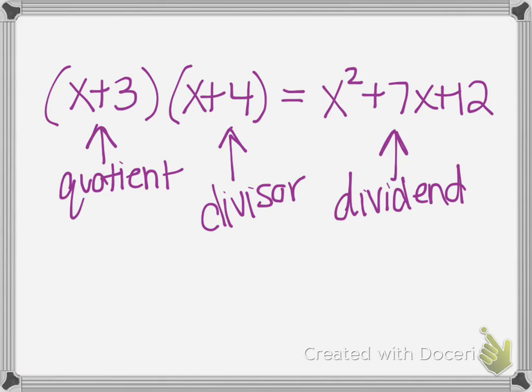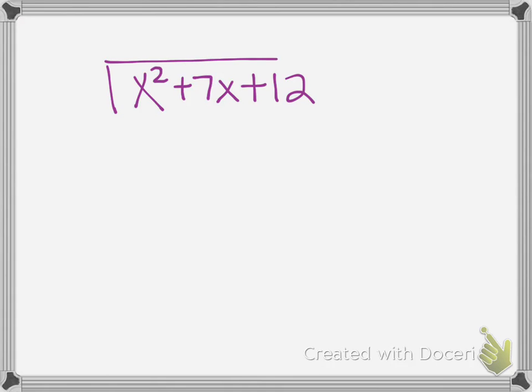So let's look at an example where we will get a remainder. I'm going to use the same dividend, x squared plus 7x plus 12, but this time I'm going to divide by x plus 2. Now I know x plus 2 is not a factor of this because I just told you it was x plus 4 and x plus 3. So we will definitely have a remainder. You're not always going to know this right away, but we know for this problem that we will.